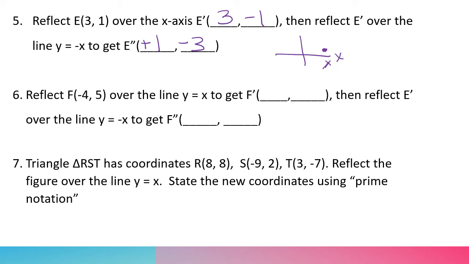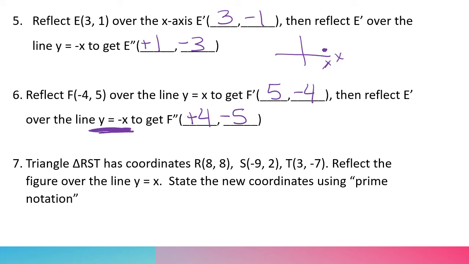Moving on to number 6. If I reflect the point -4, 5 over the line y equals x, that's going to give me f prime, which will be 5, -4. And then I'm going to reflect my new point, f prime, over the line y equals -x to get f double prime. So now I'm reflecting over the line y equals -x. So now they switch locations, but they also switch signs.